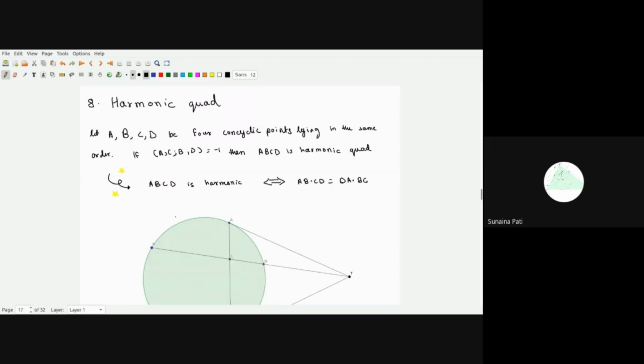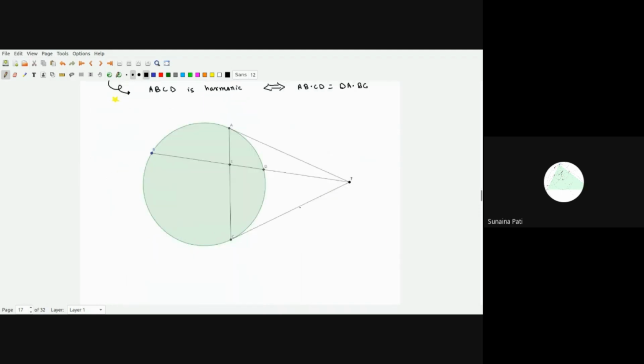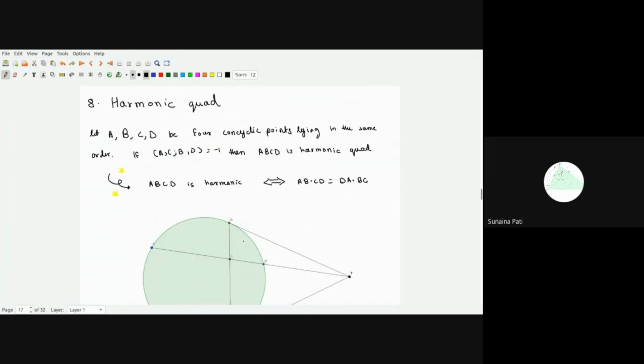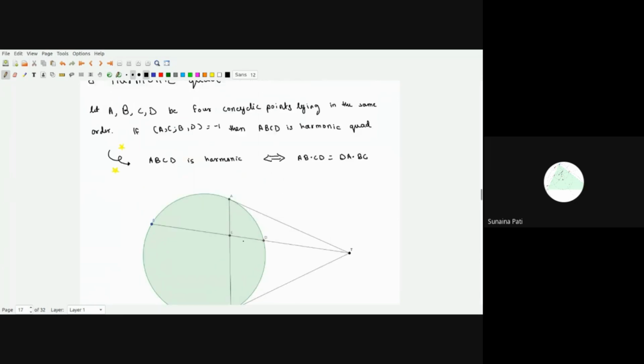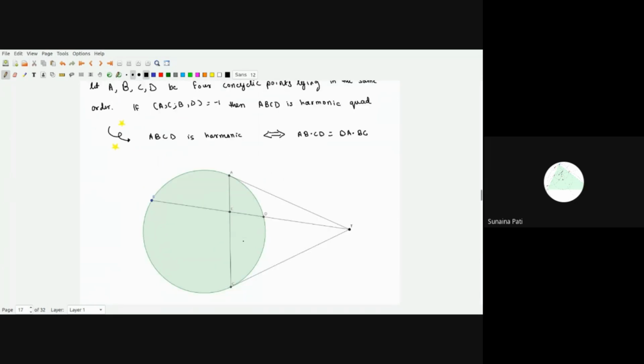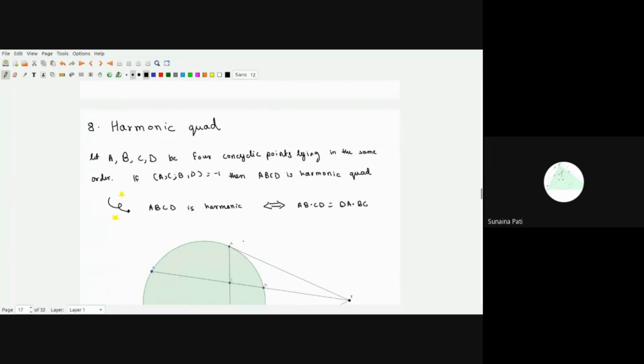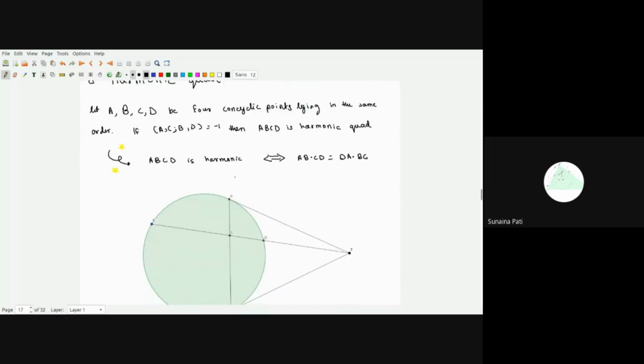Okay. So A, B, C, D are 4 concyclic points lying in the same order, just like this. And you have the cross ratio of (A, C; B, D) is -1. Then ABCD is called a harmonic quadrilateral. So remember this, it's a very important thing, and it's used so much.